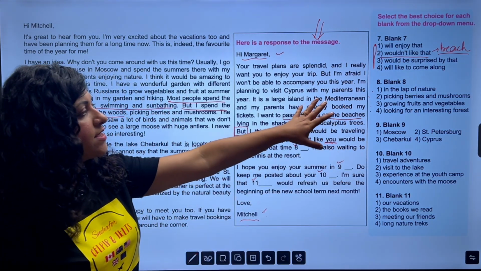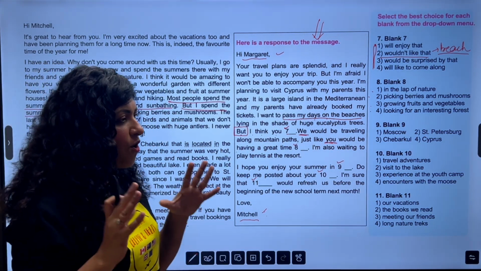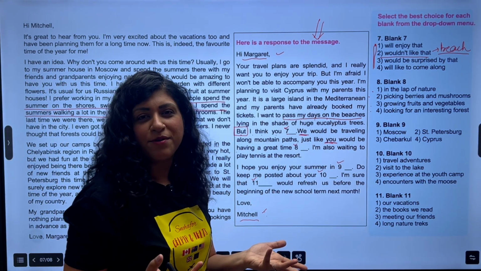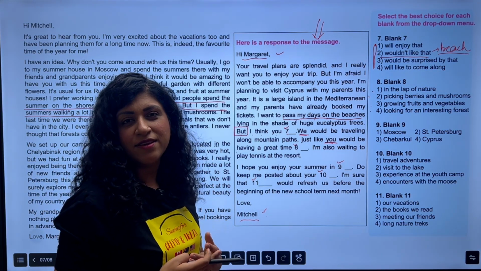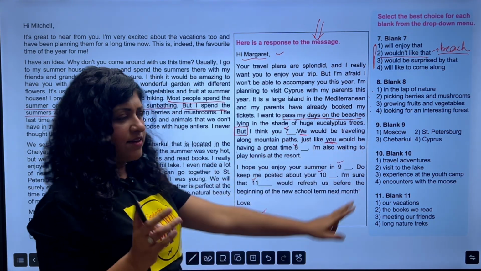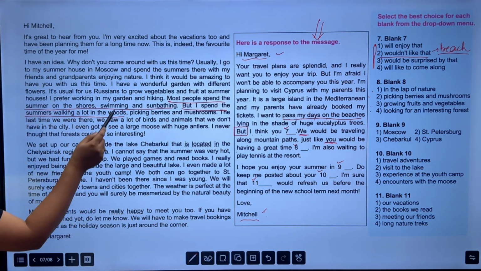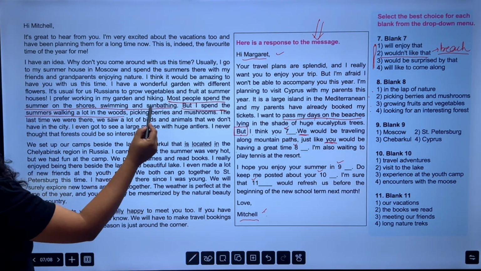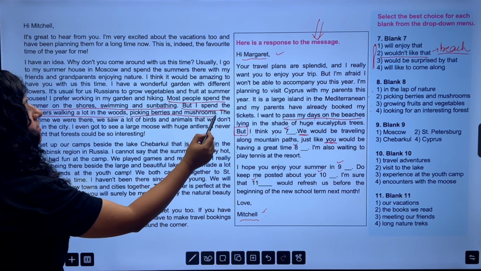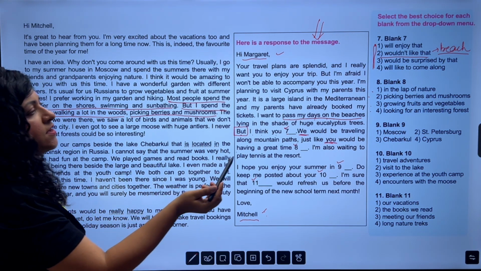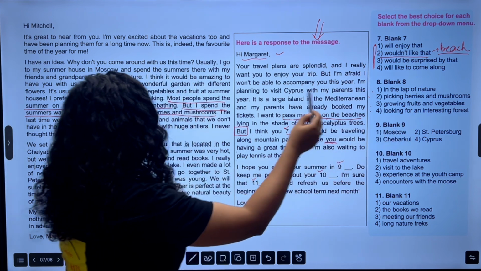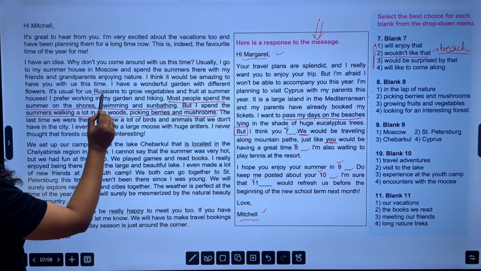Now, if you look at these options, almost all of these things are done by Margaret. So, how do you choose the correct answer? She picks berries and mushrooms. If you remember, it was there, right, that she goes to forests. She picks berries and mushrooms. She grows fruits and vegetables, yes.